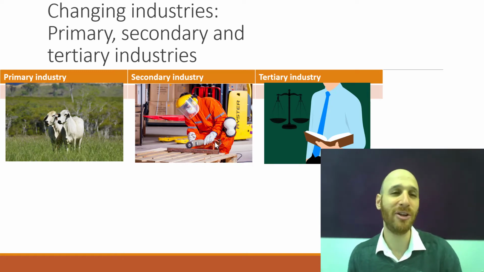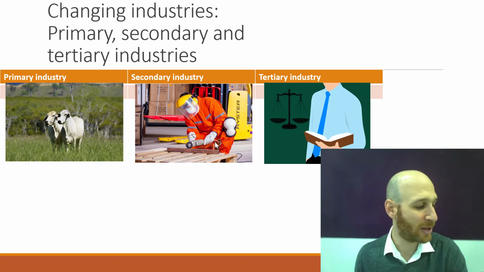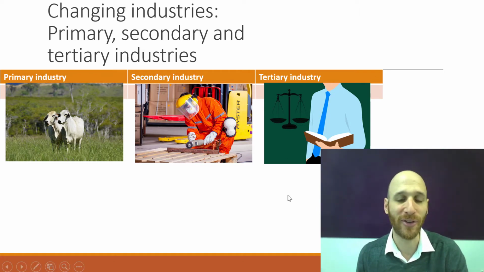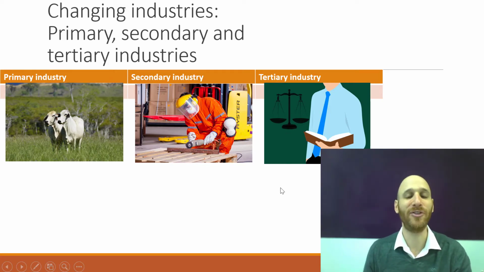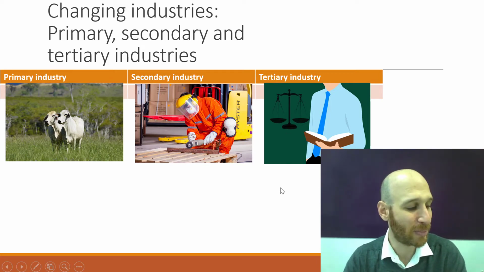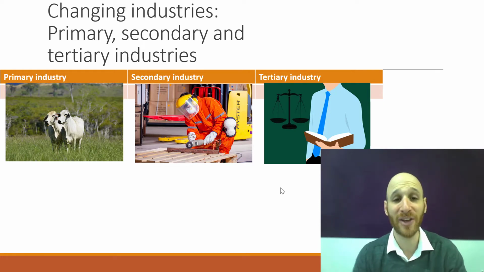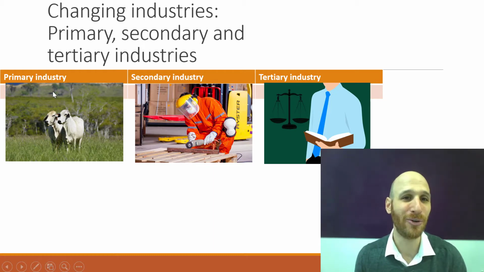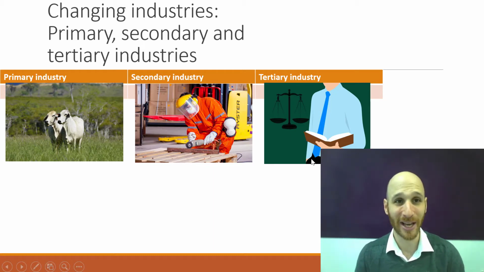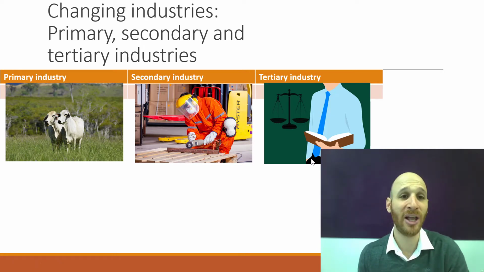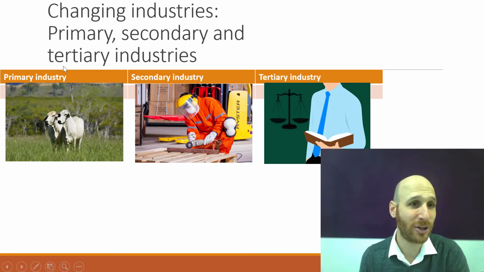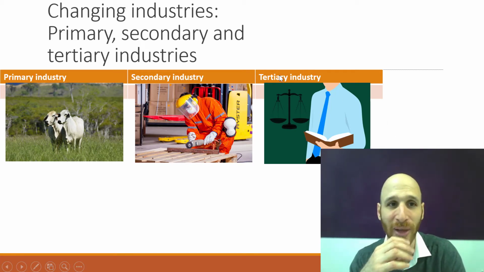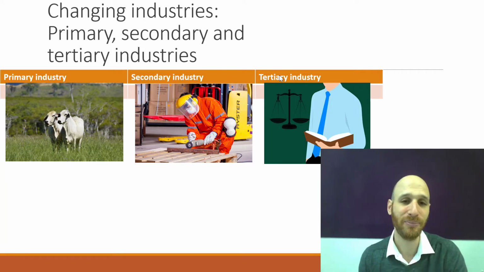Now, the third level of industry is the tertiary industry. The tertiary industry is all about providing a service to people. You can see this person with his book and the law scales in the background. A lawyer is someone who provides a service, maybe a dentist or a hairdresser. All these people are not dealing with raw materials or semi-finished goods, they are providing a service. So in Australia, we are pretty strong on primary industries, but we are really focusing on tertiary industries and providing services.